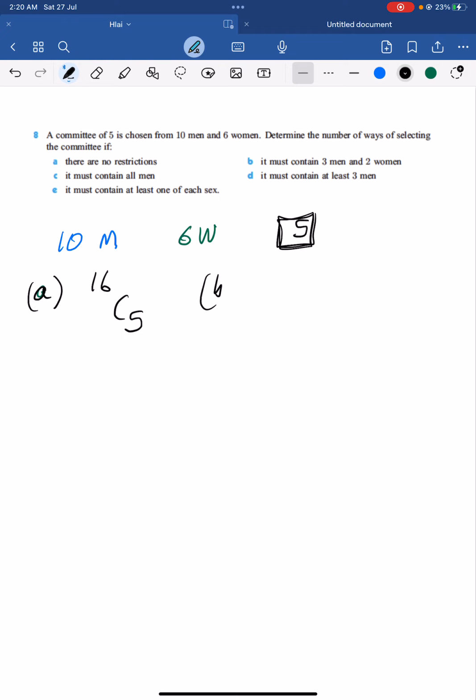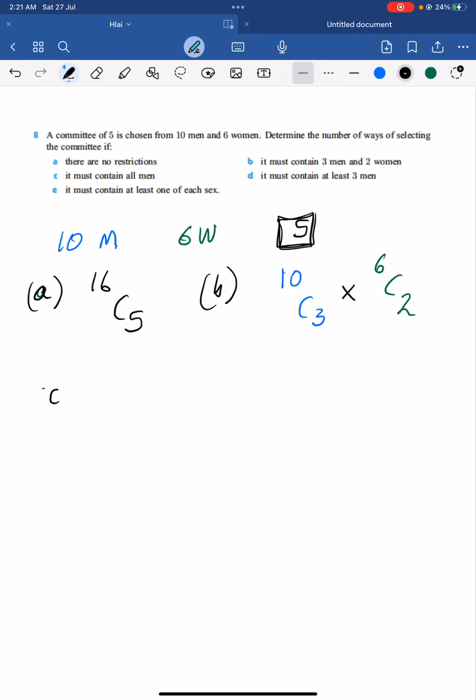B, it must contain 3 men and 2 women. Okay, so from the 10, we need to choose 3 men. And from the 6, we've got to choose 2 women. And those are all the different combinations of committees. And then, of course, for each male committee, we have to pair it up with all the different female committees.